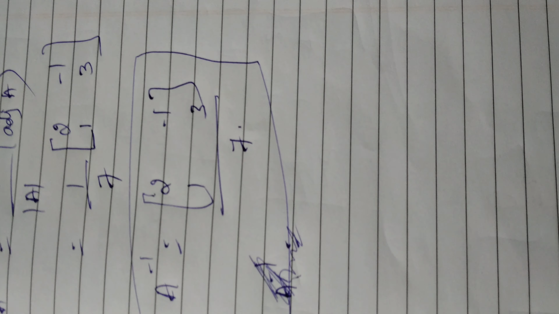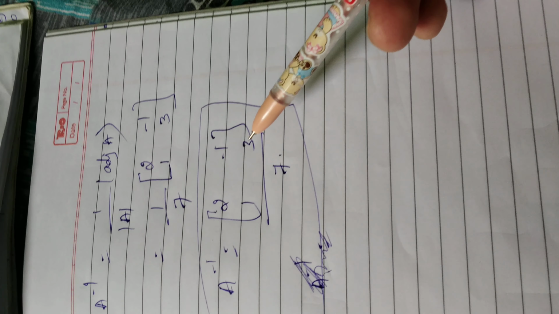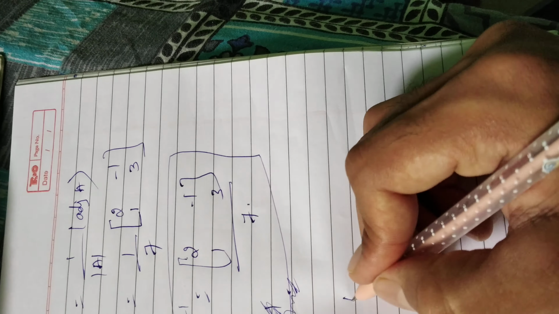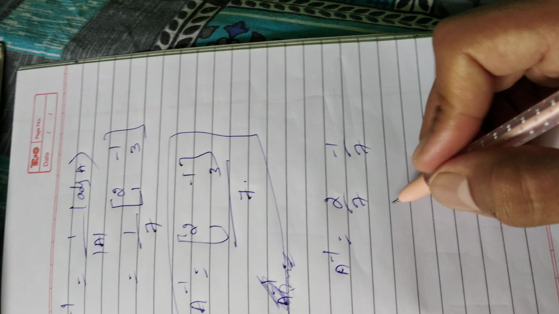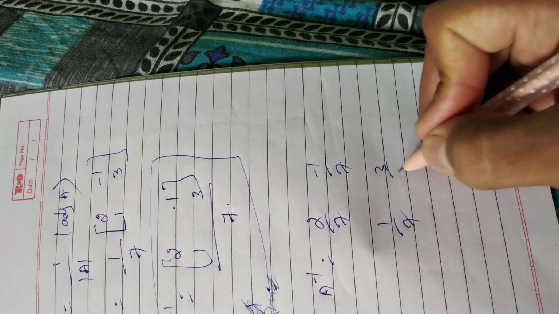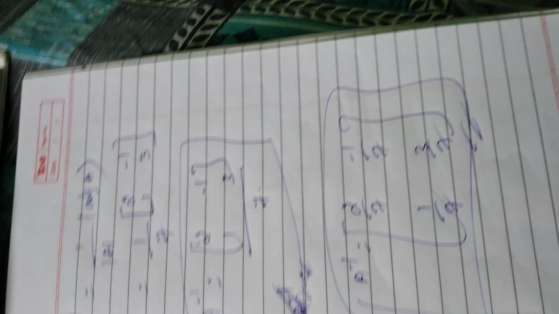One more thing, you can also just divide each of these by 7, and that will be all for you. So A inverse will be, as I told you, 2 by 7, minus 1 by 7, 1 by 7 and 3 by 7. So this is the final matrix A inverse. Thank you.